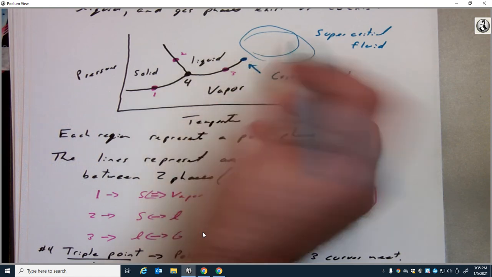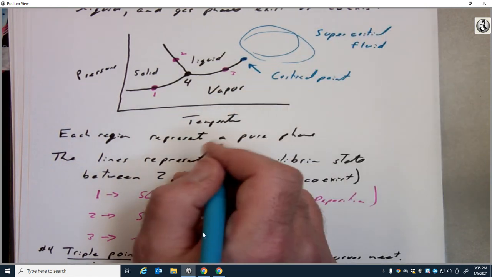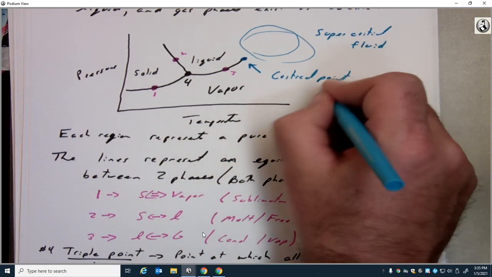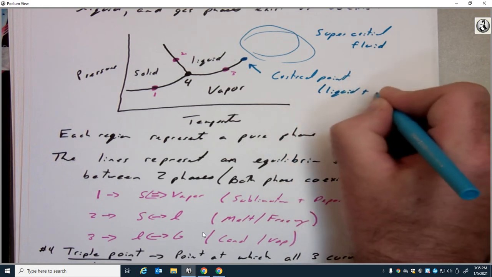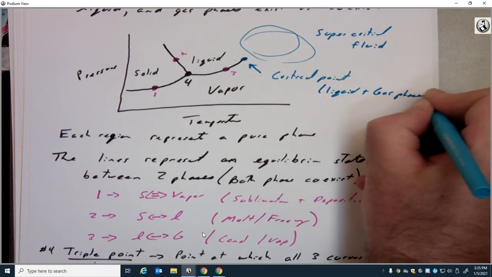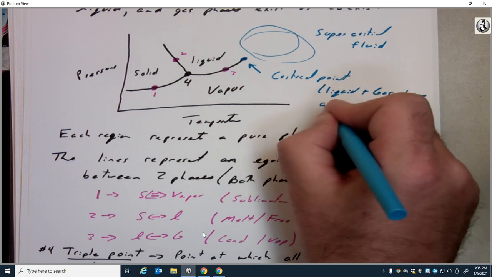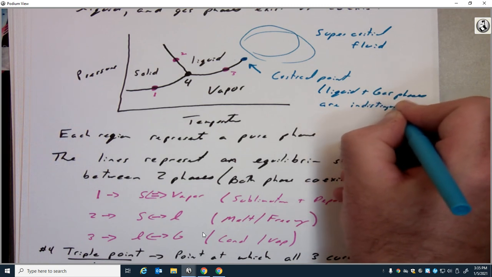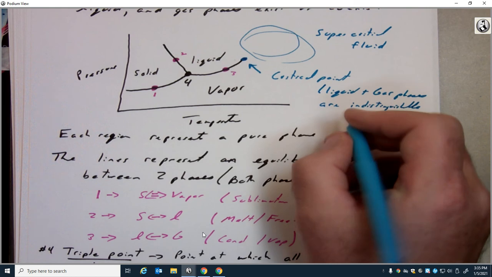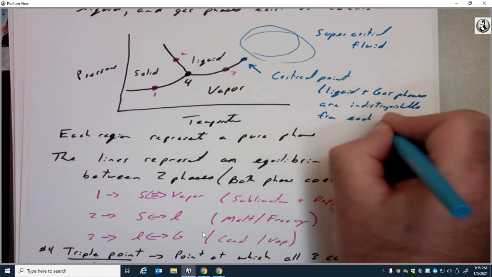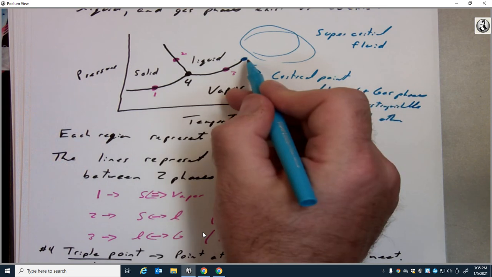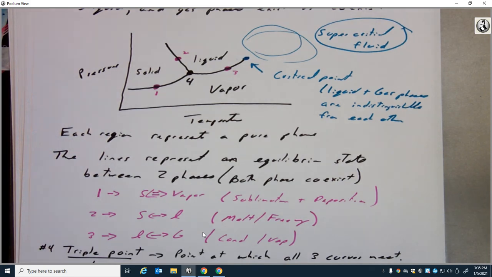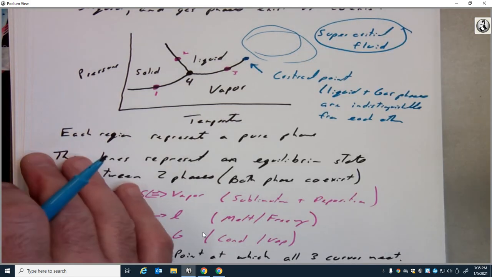And we start to get into something that we're not going to deal with, this supercritical fluid. So at our critical point, the liquid and gas phases are indistinguishable from each other. Above this temperature or above this pressure, we get what's called a supercritical fluid. And that's all you really need to know about that.